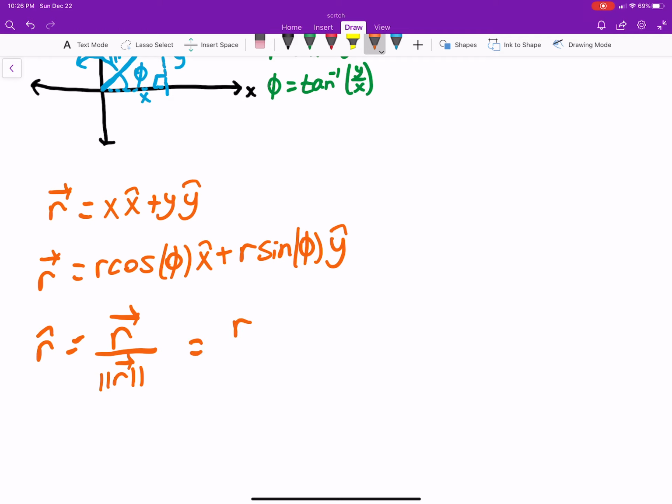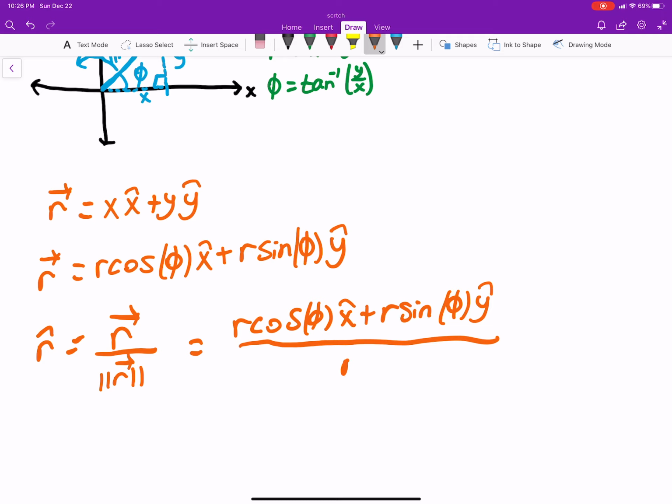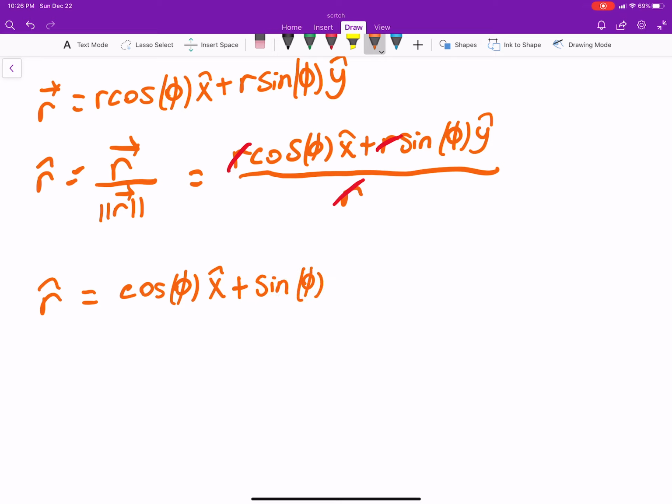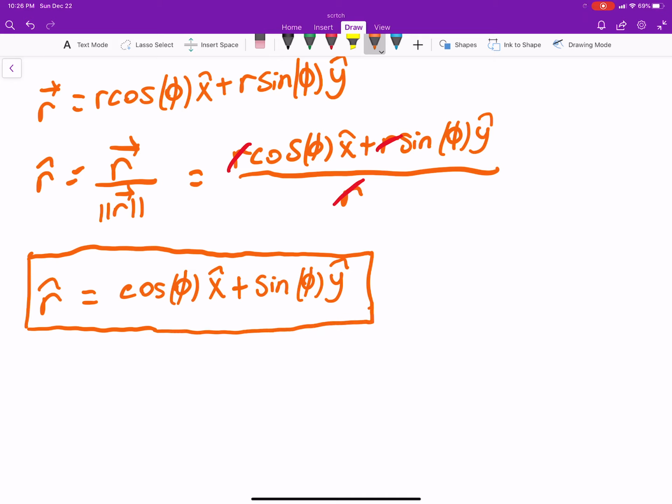Okay, well, the r vector, we just said, was r cosine of phi x hat plus r sine of phi y hat. And the magnitude we're just calling r. So the r's all drop. And finally, we get r hat is equal to cosine of phi x hat plus sine of phi y hat. This comes up a lot in what we're doing, so I'm going to box that. And I think it makes sense how we got there. It's not totally out of nowhere.